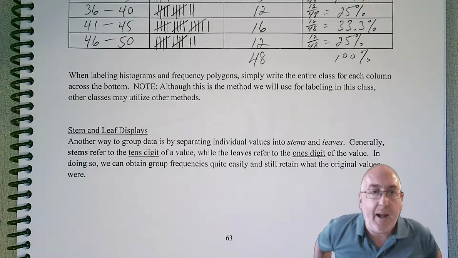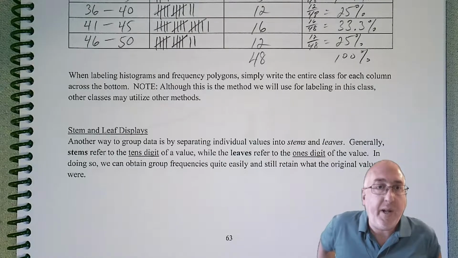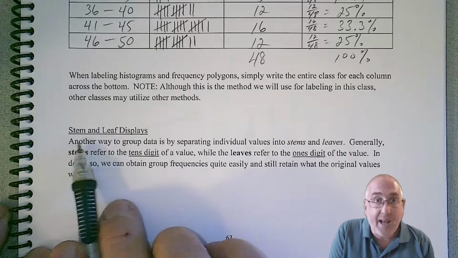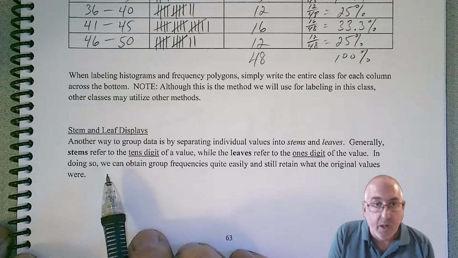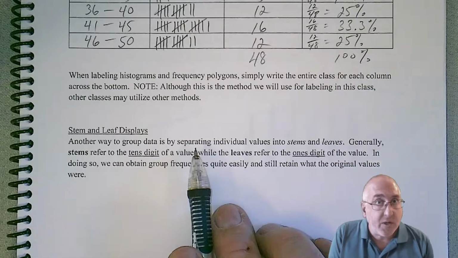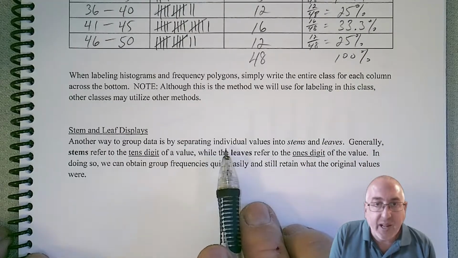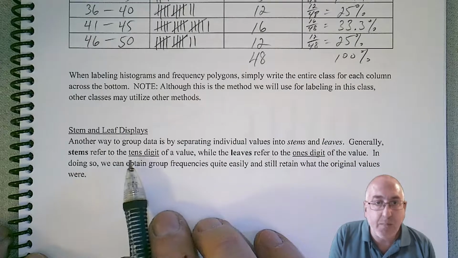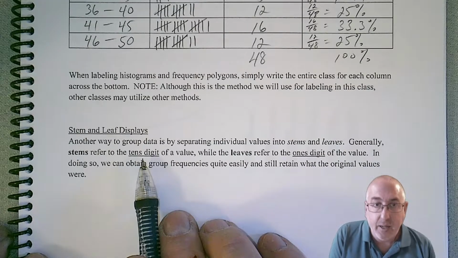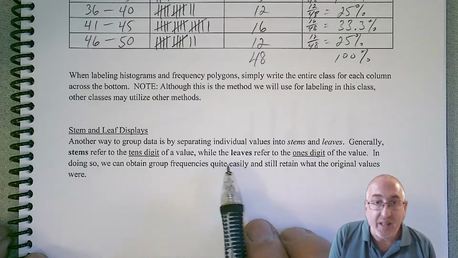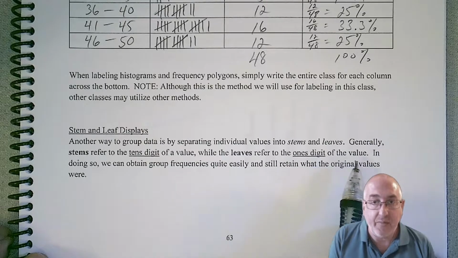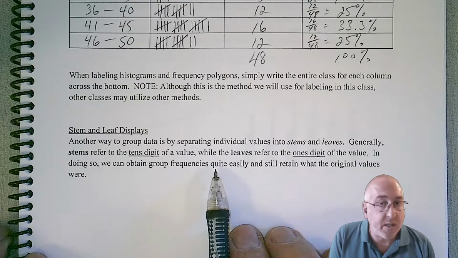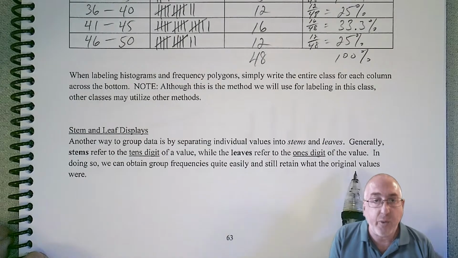All right, welcome back. We are now going to be getting into another way to represent data, and these are stem and leaf displays. So the way this works is that we're going to be separating individual values into stems and leaves. Generally, stems refer to the tens digit of a value, while the leaves refer to the ones digit of the value. In doing so, we can obtain group frequencies quite easily and still retain what the original values were.